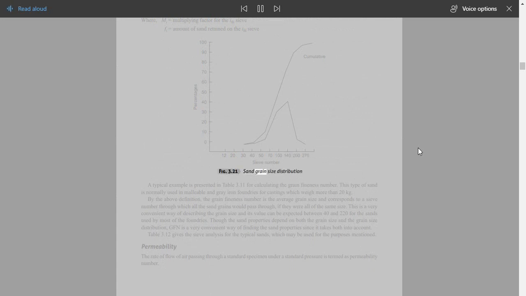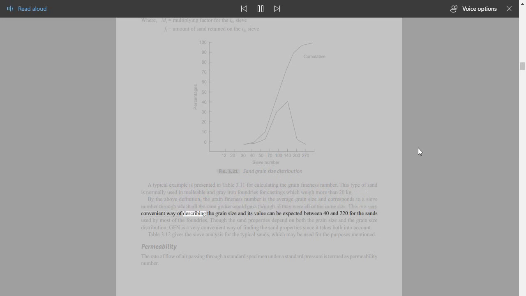Fig. 3.21 Sand grain size distribution. A typical example is presented in Table 3.11 for calculating the grain fineness number. This type of sand is normally used in malleable and gray iron foundries for castings which weigh more than 20 kilograms. By the above definition, the grain fineness number is the average grain size and corresponds to a sieve number through which all the sand grains would pass through, if they were all of the same size.